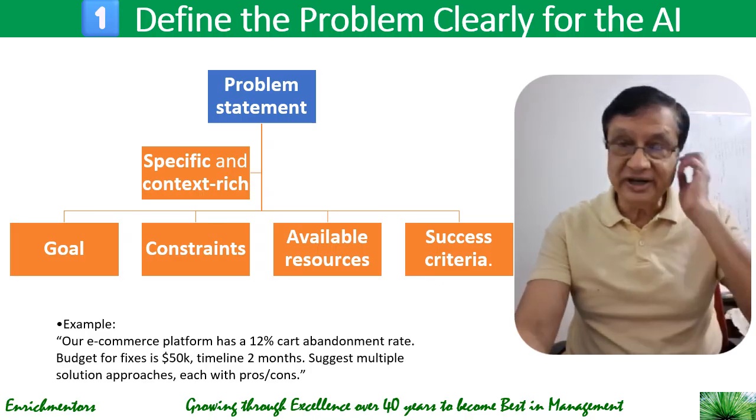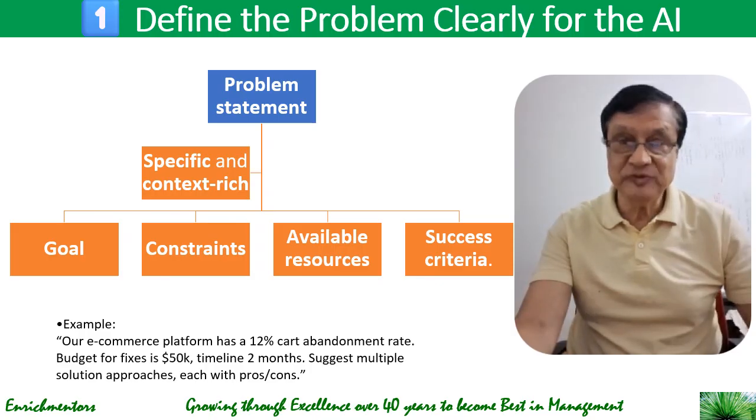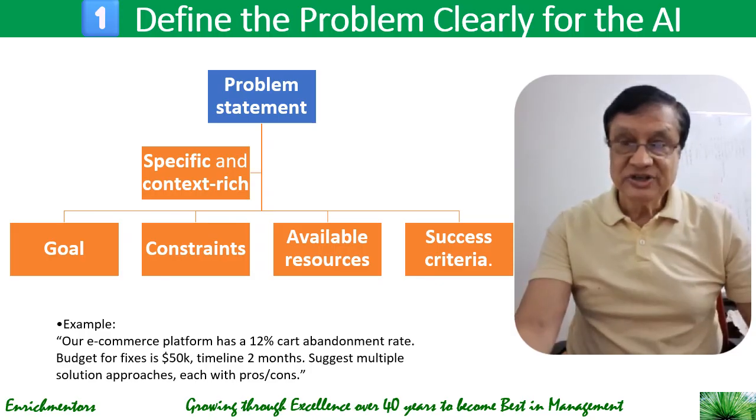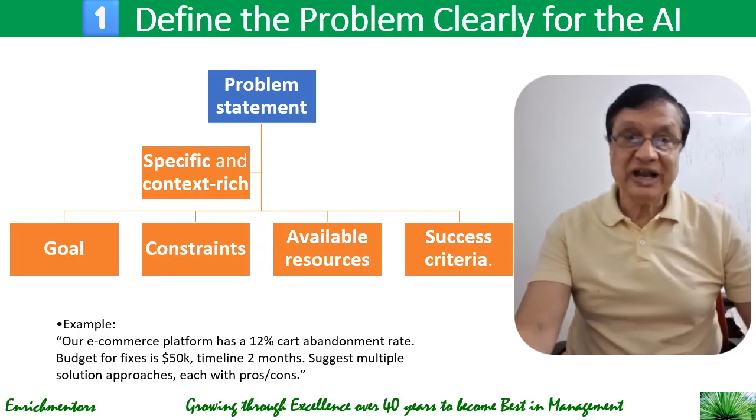Now, let's take a look at an example of defining this problem very clearly using this framework. An example would be: our e-commerce platform has a 12% cart abandonment rate. Budget for fixes is $50,000 and the timeline is 2 months. Suggest multiple solution approaches, each with pros and cons. So that would be how you would define a problem clearly for the AI.